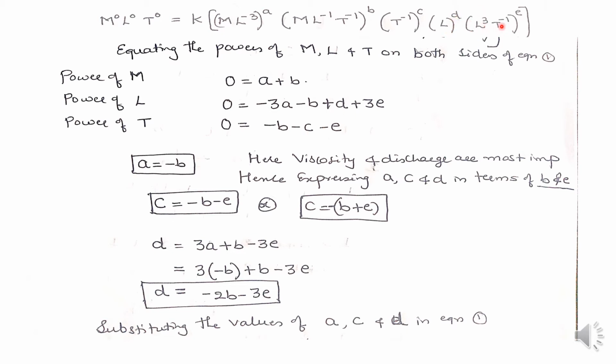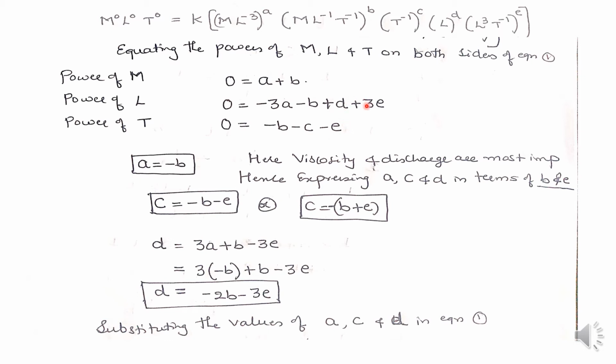We have 5 unknowns, but only 3 equations. Therefore, let us express any three unknowns in terms of the other two unknowns, because here 5 unknowns are there but equations are only 3. For that purpose, we will express any 3 unknowns in terms of 2 other unknowns which are most important. In this problem, for the efficiency of the fan, viscosity and discharge are the most important.